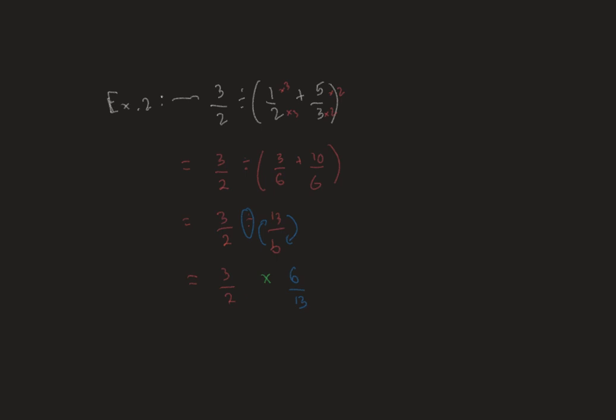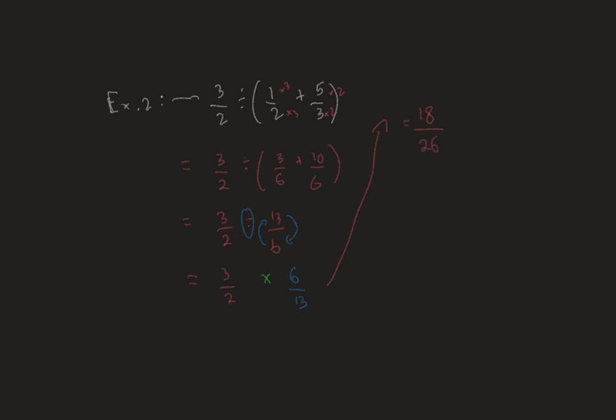So we do our straight up multiplication here. Let's do that. I'm going to continue over here for more room. So I've got 3 times 6. Now when we do a multiplication, remember the top multiplies the top, the bottom multiplies the bottom. So 3 times 6 is 18. 2 times 13 is 26.